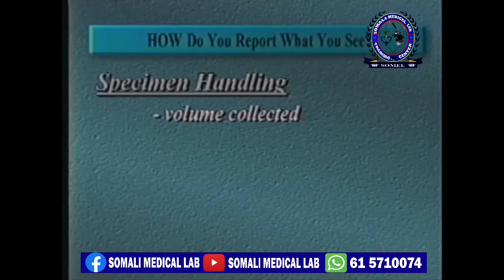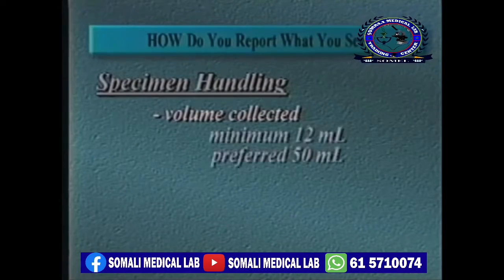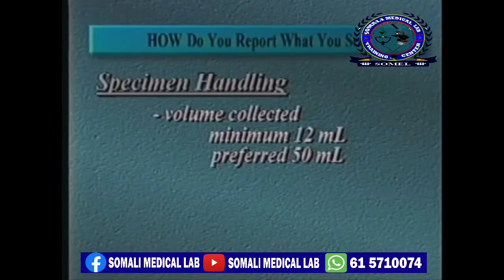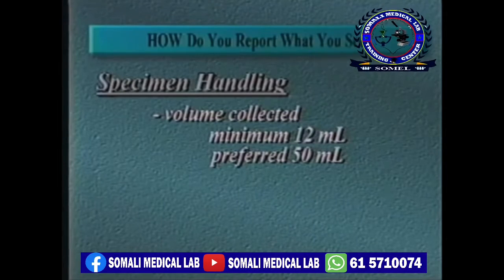Even with these recommendations, there are still going to be many variables in results obtained because of the constantly changing characteristics of urine, due to the patient's hydration status and the time of day. The first variable is the volume of urine collected. The minimum recommended volume for adequate analysis is 12 mL. The preferred volume is 50 mL.